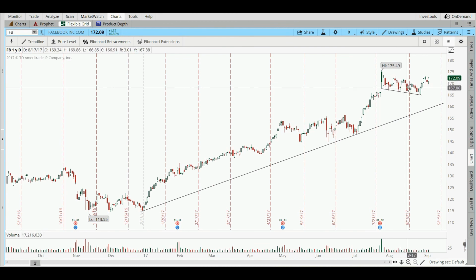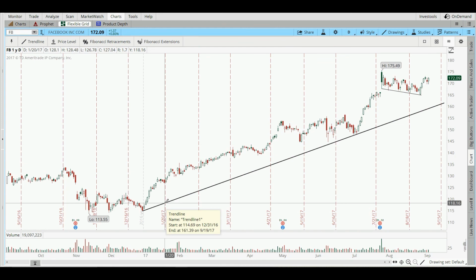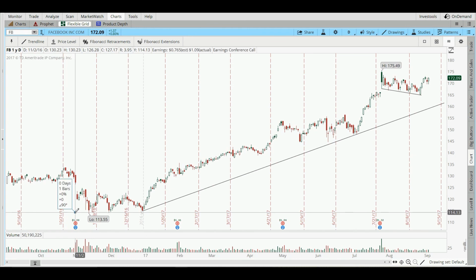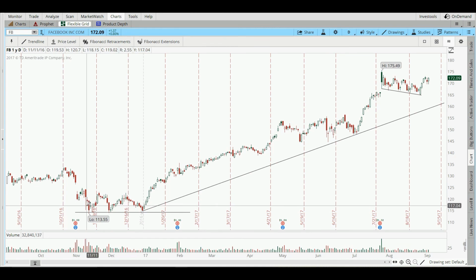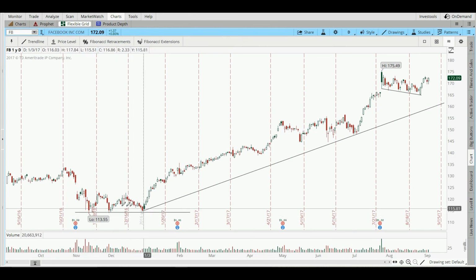So you could have said, hey, every time it touches this area, I want to buy. So that is an upward trending support line on Facebook. We also can show a horizontal support line right here on Facebook as well. Price action fell to a low of 113.55. Demand picked up at this area and pushed the stock back higher. So this area is a high area of demand.